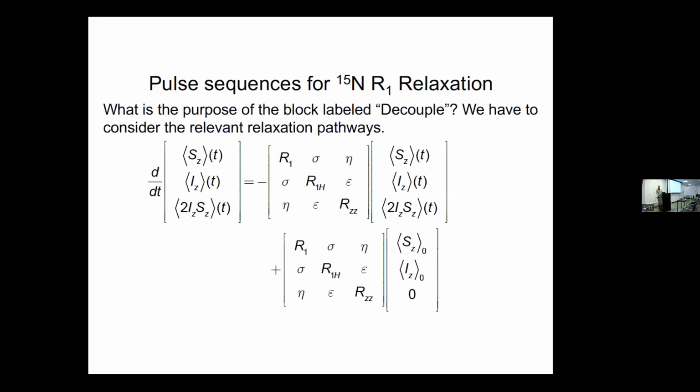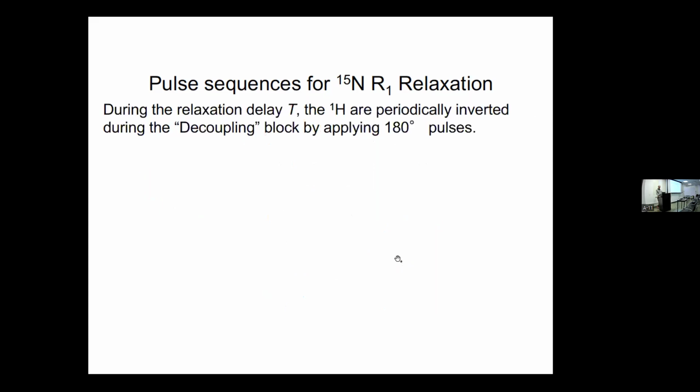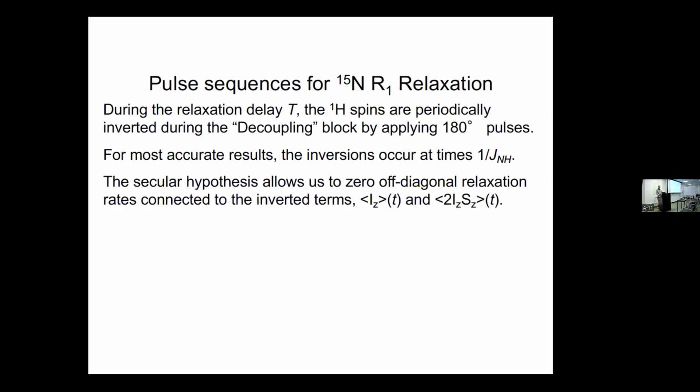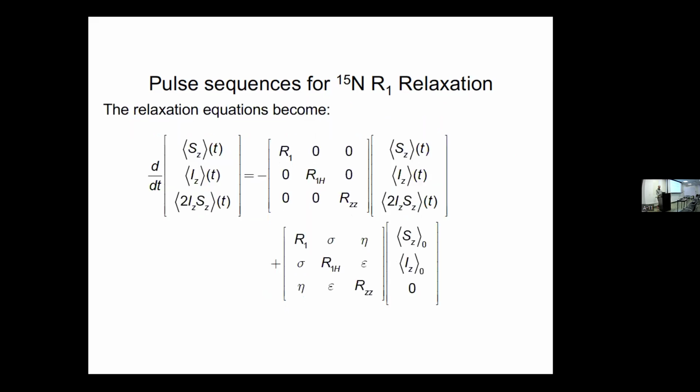Yeah, so here just goes through what I said about the relaxation pathways. We have the R1 of the nitrogen, we have the R1 of the hydrogen. We have longitudinal two-spin order. We might have cross relaxation between all of these. And then some equilibrium values. These are all things I told you about.